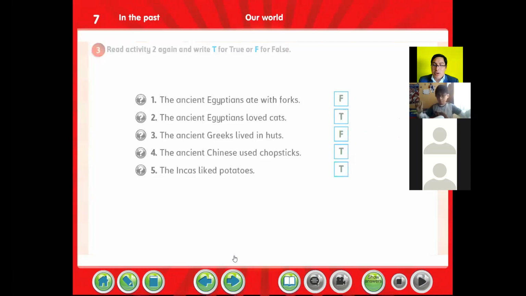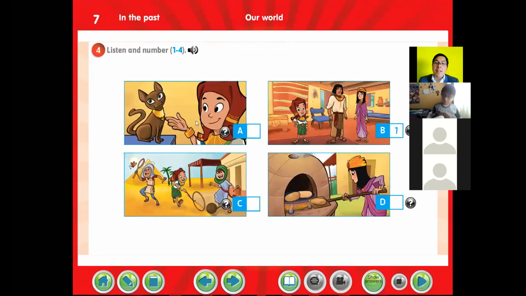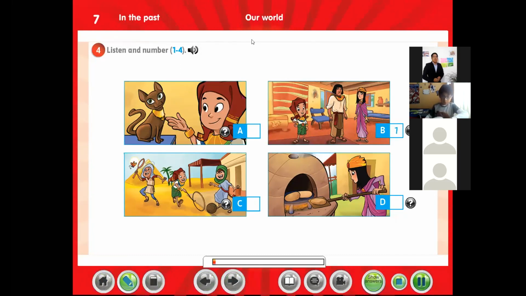Activity four, listening. Only listen and put in order, okay? Number one is the example. What happened next? Okay, what is number two, three, and four? Listen, please, okay, only listen. Listen and number one to four.